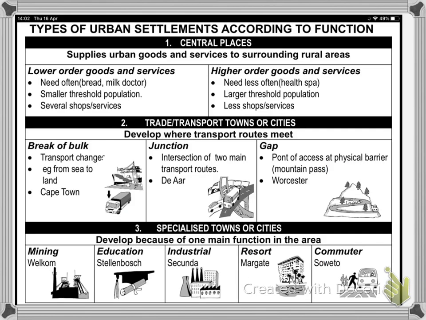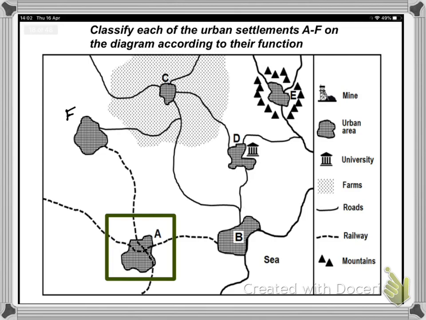Okay, so let's go back. Now we see intersection. Yes, here we go. Number 2, trade, transport, towns or cities. Junction, intersection of two main transport routes. So that's what it is. It's a trade or transport town. That is A. Perfect.